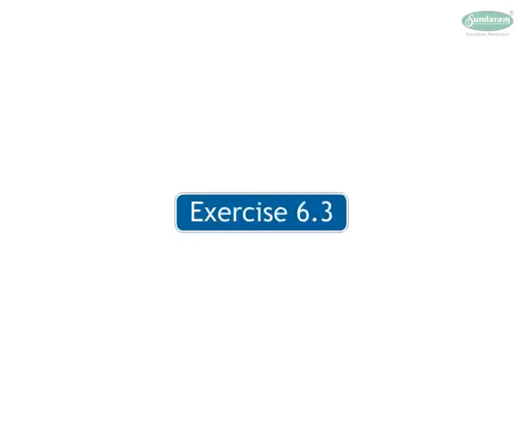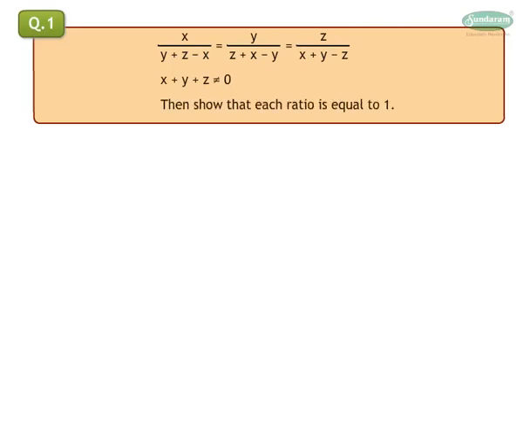Exercise 6.3. Question 1. If x/(y + z − x) = y/(z + x − y) = z/(x + y − z), and x + y + z is not equal to 0, then show that each ratio is equal to 1.